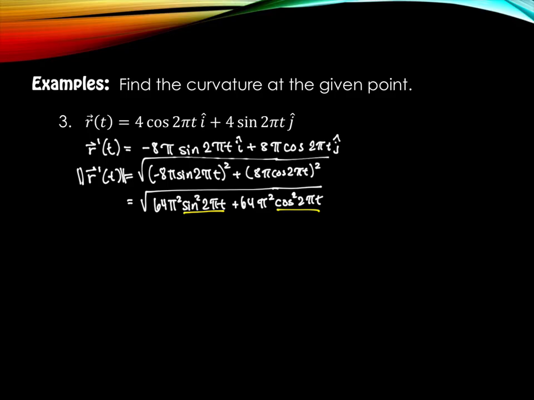So Dylan's exactly right. We're going to pull out the coefficient part that they have in common, which is the 64 pi squared. And it actually can pull clean out from underneath the radical. So the square root of 64 is 8, and the square root of pi squared is pi.